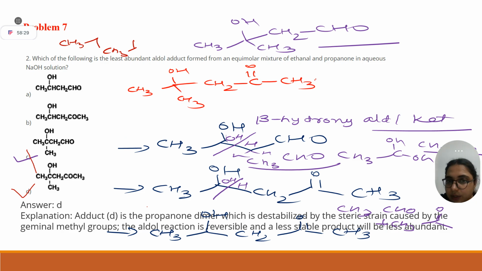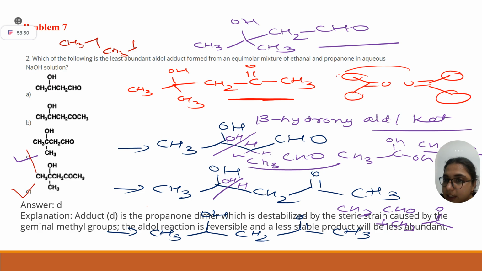What they are saying, students, is that in order to get this product, they are not talking about product stability, but two molecules of propanone should come closer to each other. One will be in its enol form, one in its keto form only. But these two methyl groups, due to steric strain, will make this product least abundant.